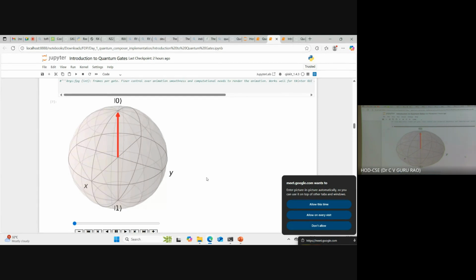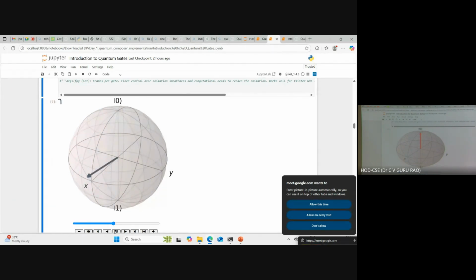Yes, of course. Now how to visualize it? So the point is 0 stays 0 and 1 becomes minus 1. But there is no minus 1 we can see over here. So what we can do is first apply the Hadamard gate to convert it into superposition, 0 plus 1, then we apply a Z gate. It will be converted into 0 minus 1 by root 2.